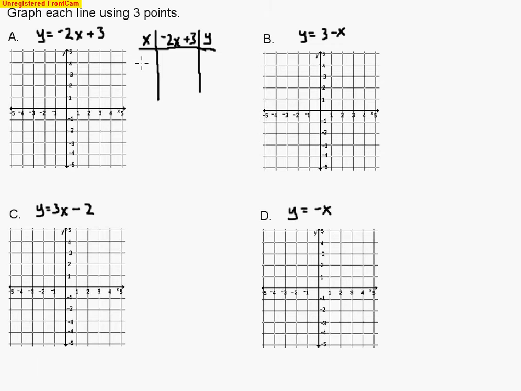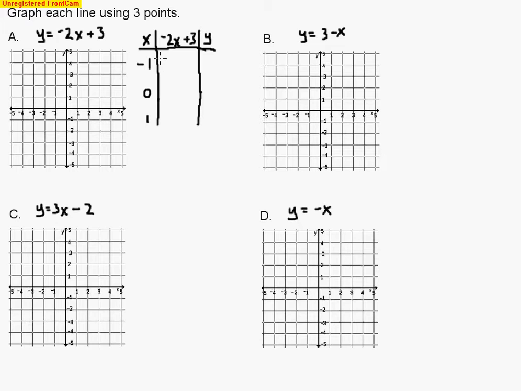Here we're going to pick some points, maybe like a negative point, maybe like -1. And then 0 is always a great point to pick, and we'll see why in just a moment. And 1 also is a good number to pick as well. So we go ahead and take these numbers here that x equals and substitute them in place of the x.